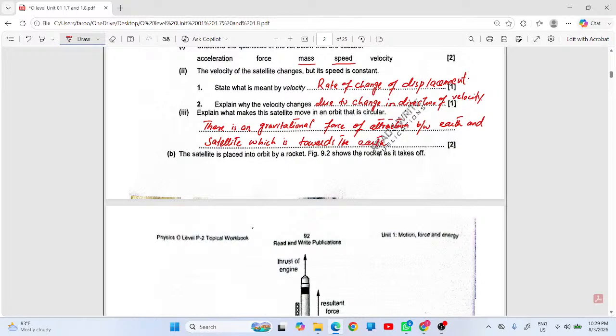Now, this force provides necessary centripetal force. Okay, that keeps the satellite moving in orbit.